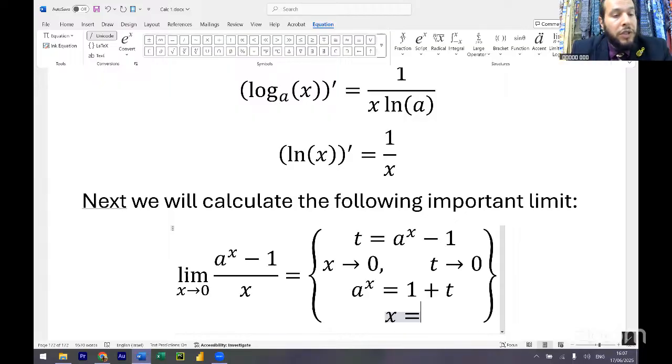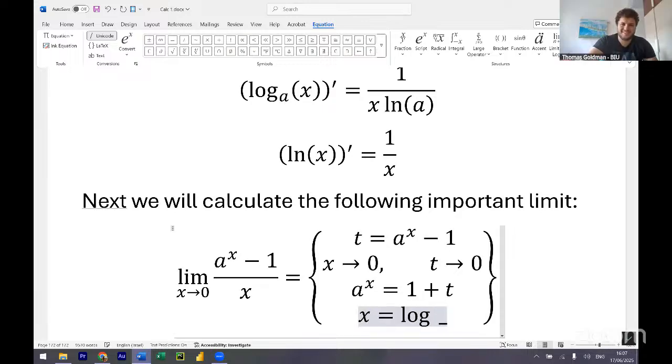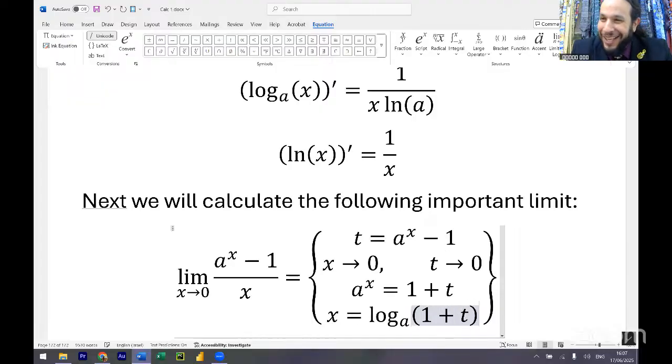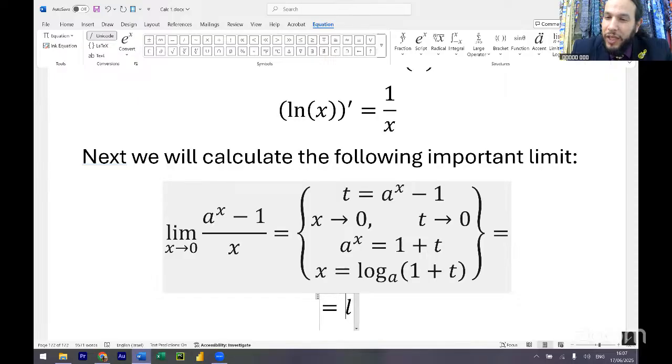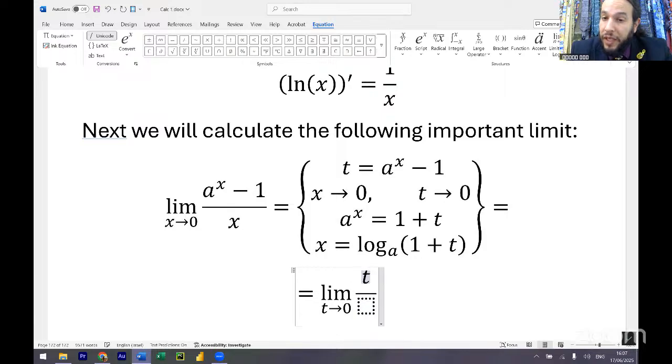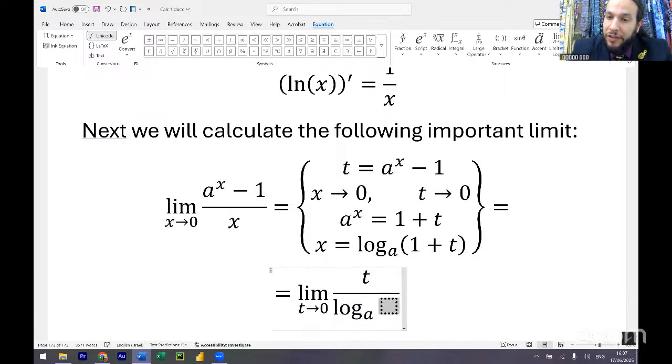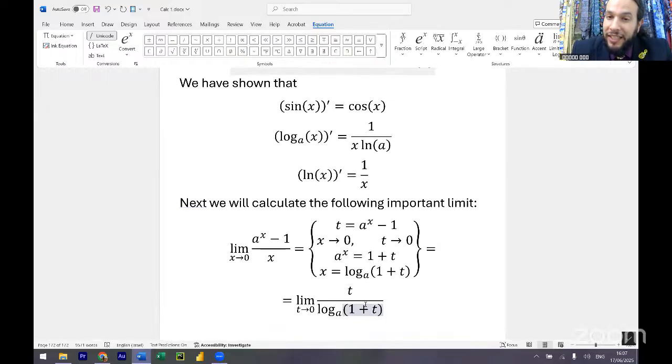Who knows how to extract x out of this equation? The logarithm of something? It's the logarithm of something, exactly, Tomas. We apply the logarithm to both sides. And so x is the logarithm in base a of 1 plus t. And why is this so helpful? Because then we get the limit as t tends to 0 in the language of the variable t of, in the numerator we simply get t, and in the denominator we get log in base a of 1 plus t. But does that ring any bell?